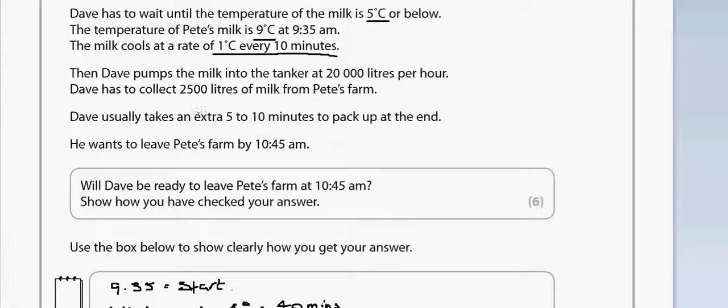Okay, now he has 2,500 litres of milk to pick up, and he can pump the milk into the container at 20,000 litres an hour. So this is obviously a lot less than this. So we need to find out what fraction of this we're talking about. Okay, so we can just break this down.